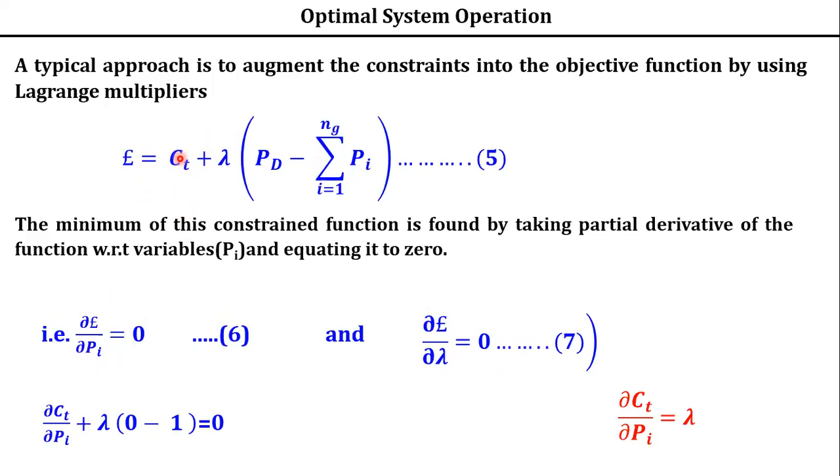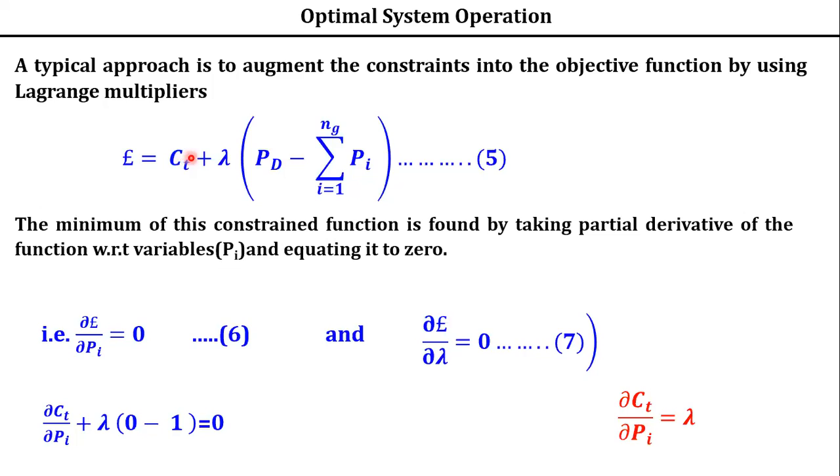So this is a variable. Production cost varies, isn't it? It is a variable, it is not a constant, Ct. Because as the demand varies, obviously generation is also going to vary. So if the generation varies, obviously the cost of generation is also going to vary. So therefore, the total cost of generation is also going to vary. So here Ct is not a constant, it is a variable.